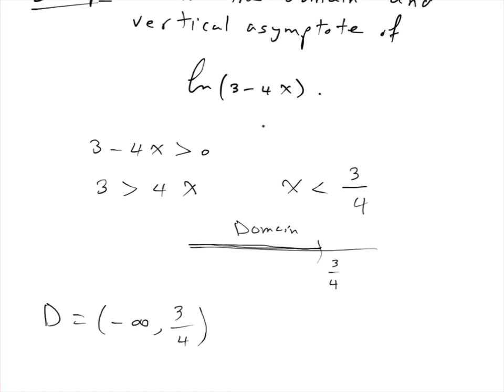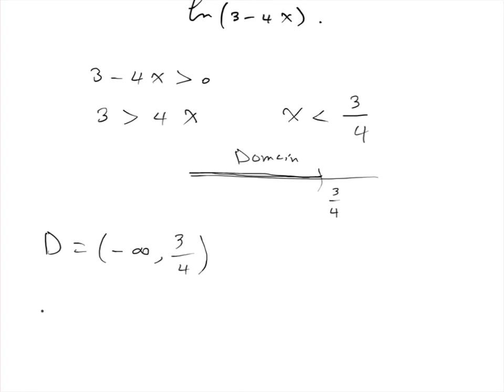And we know that the vertical asymptote is not part of the graph of the function itself, and the graph doesn't cross the vertical asymptote in this case. So the vertical asymptote has the equation x equals 3/4. Make sure you write the x, because a vertical asymptote is not a number, it's a line: the vertical line x equals 3/4.